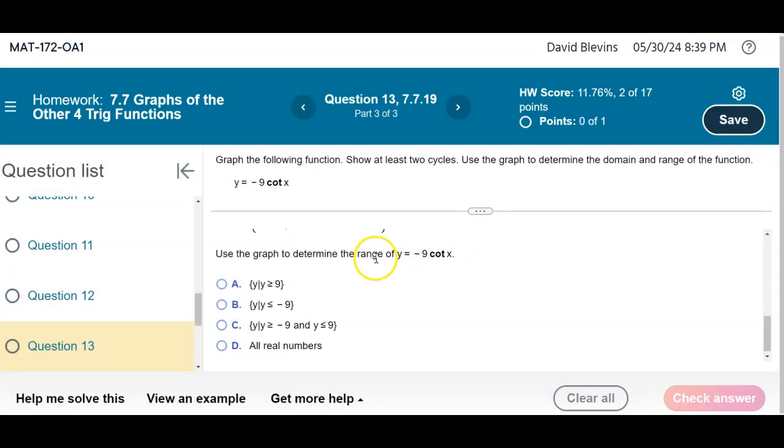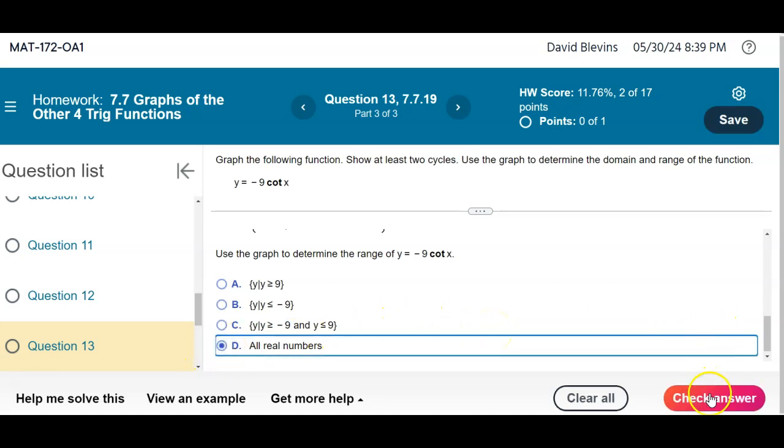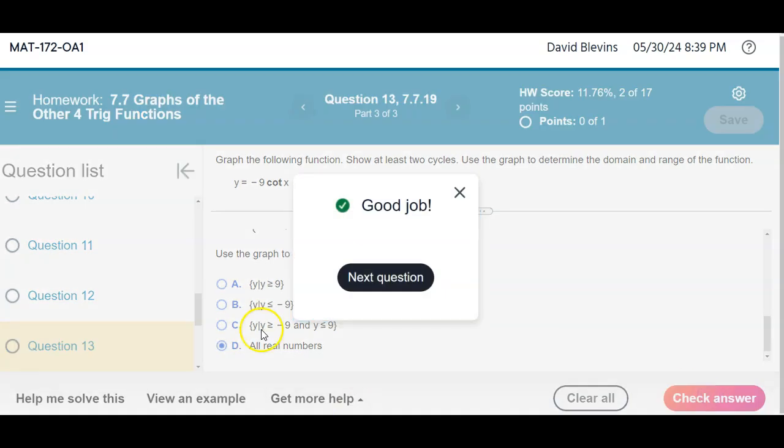All right, and then the range of cotangent. Cotangent has vertical asymptotes. It goes off to infinity, positive and negative. So it is all real numbers is the range. And the same thing happens with the tangent function. It goes off to positive and negative infinity as well.